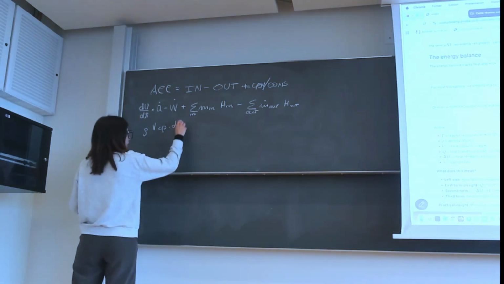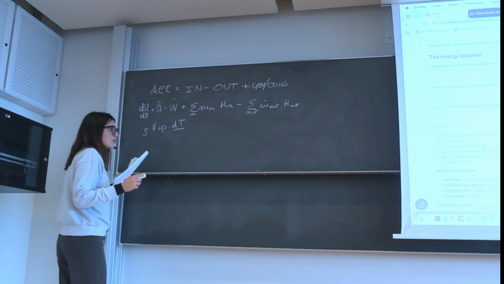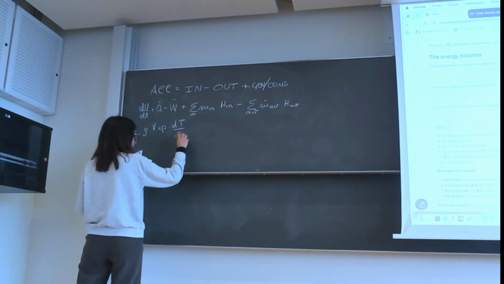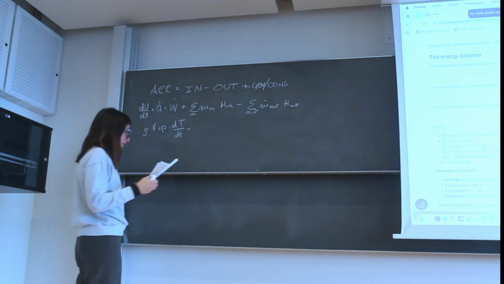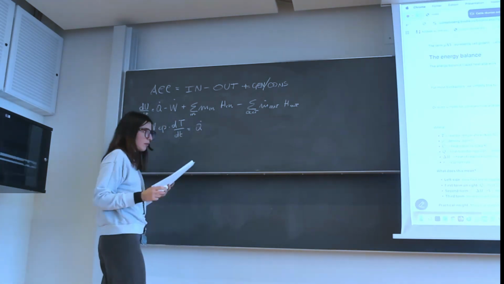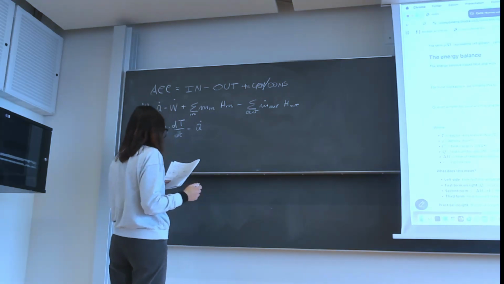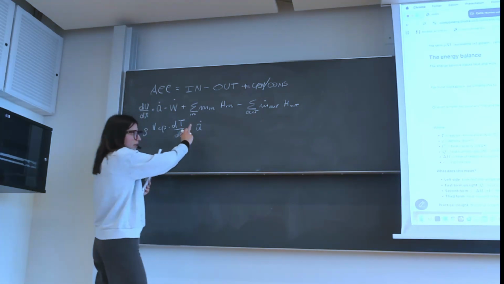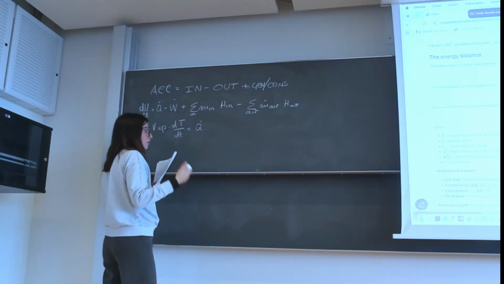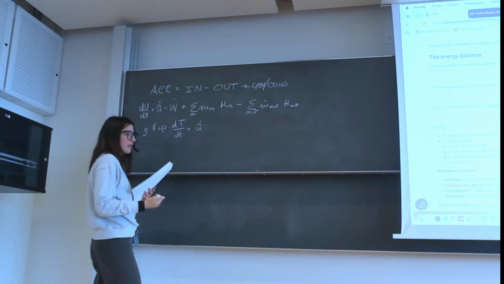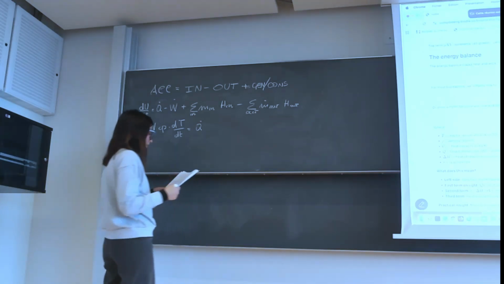times the variation of the temperature over time inside the system, is equal to the heat transfer that we have from the surroundings. So it is negative if we have something that is heating the system, and positive if we have something that is cooling down the system.